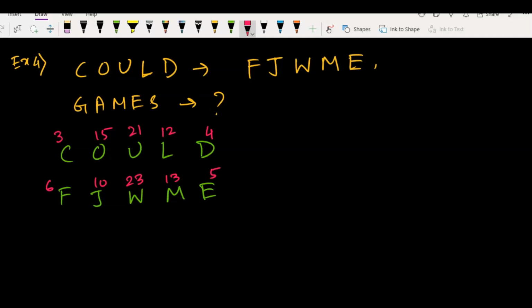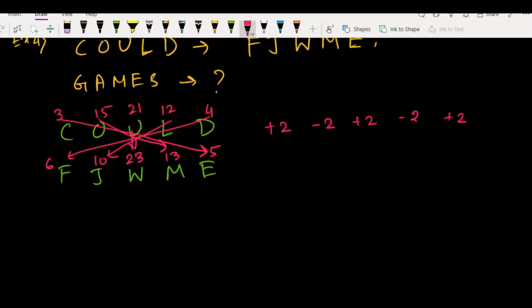So you see 3 goes to 5 means +2, 4 goes to 6 means +2. Then 15 goes to 13, that means -2. Then 21 goes to 23, that is +2. And 12 goes to 10, that is -2. So the pattern is +2, -2, +2, -2, +2.